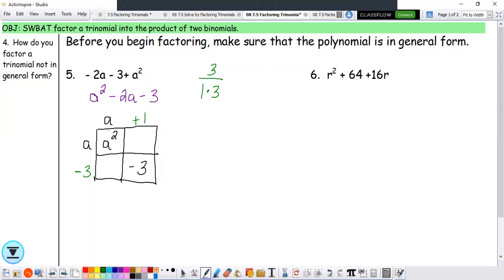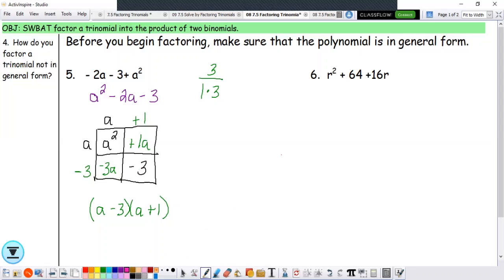So -3 times a is -3a, and 1 times a would be a positive 1a. And when we check, -3a plus 1a is -2a, and -3 times positive 1 is -3. So this factors as a minus 3 times a plus 1.